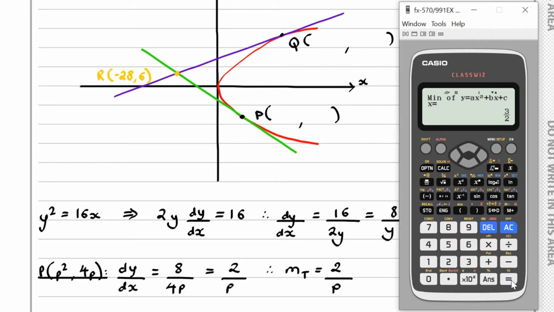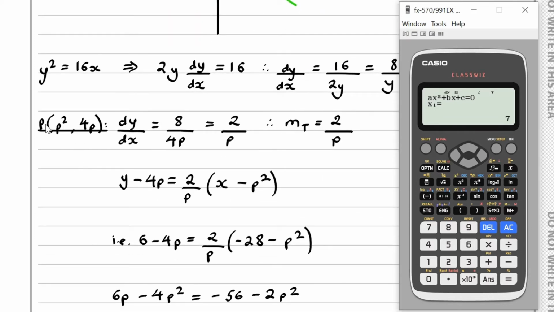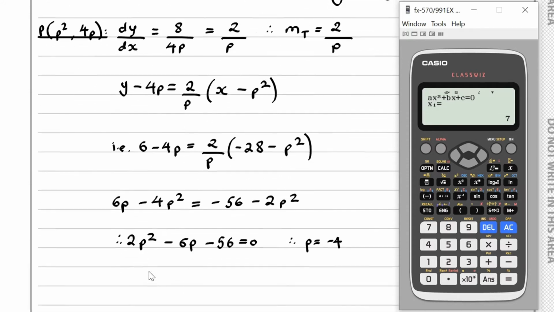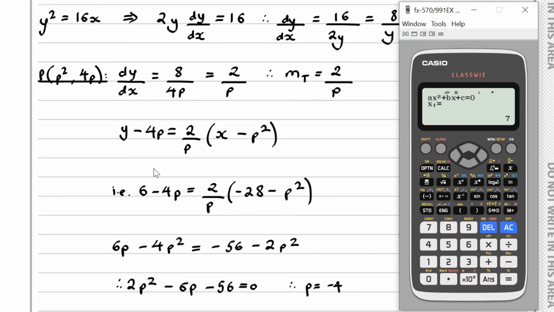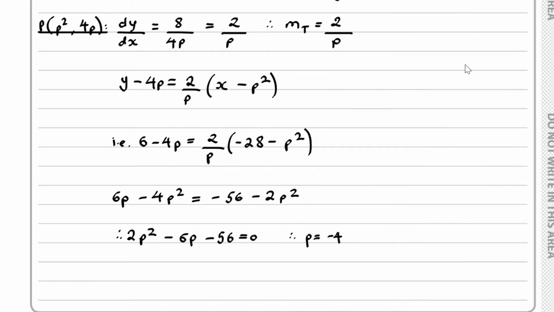Now the other value of 7, that corresponds to Q. And the reason it corresponds to Q is because to find out what Q is, we'd have to follow the exact same procedure as we did over here. So when we do that, instead of having an equation in terms of p, we'd have an equation in terms of q, and we'll end up with q equaling 7. Okay, so I'll just write all that working down.